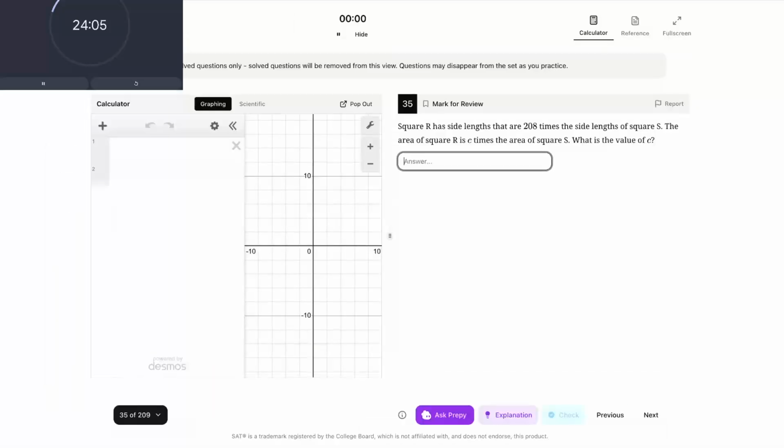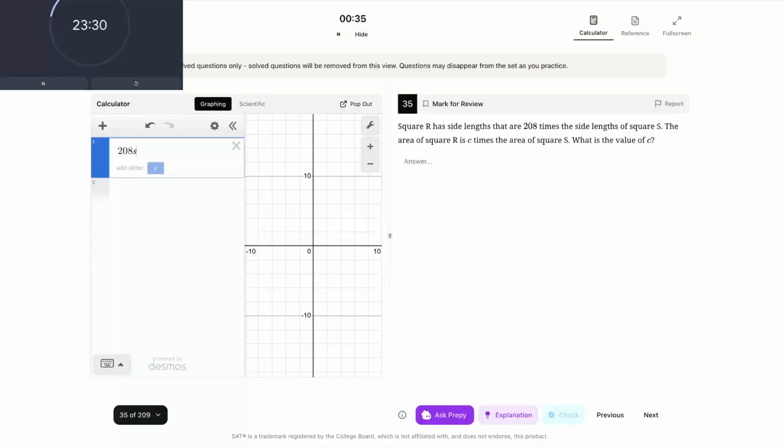Let's do a hard one. Square R has a side length that's 280 times the side length of square S. And the area of R is 3 times the area of S. Okay, interesting, this is one of those questions. Let's just call the side of S capital S. It's very simple.